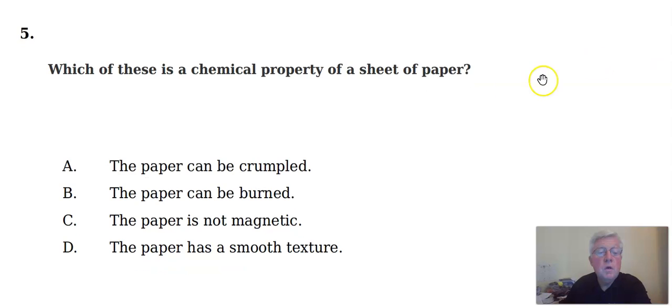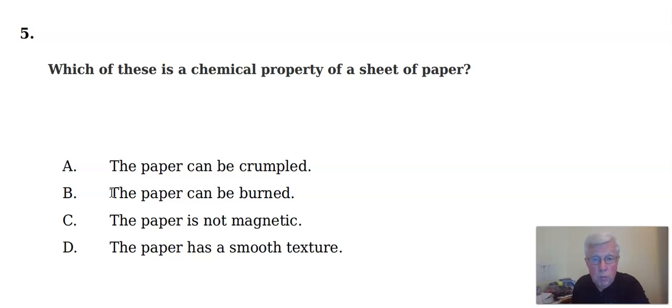Number 5. Which of these is a chemical property of a sheet of paper? So I'm trying to remember all my different chemical properties. How does it react with other things? The paper can be crumpled. Nah, because when I uncrumple it, I get a piece of paper back. So that's nice, but still a piece of paper. The paper can be burned. Oh yeah, that's a chemical property.